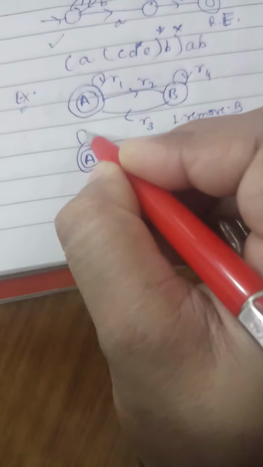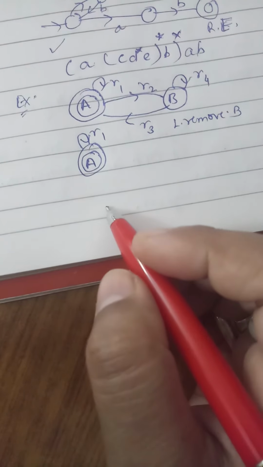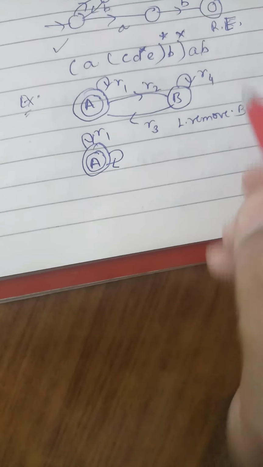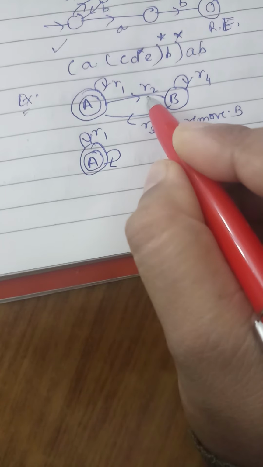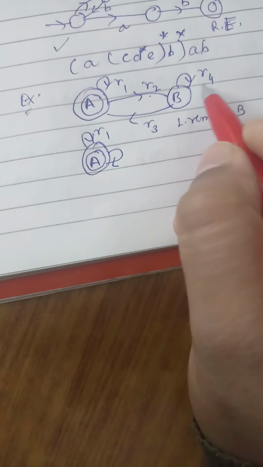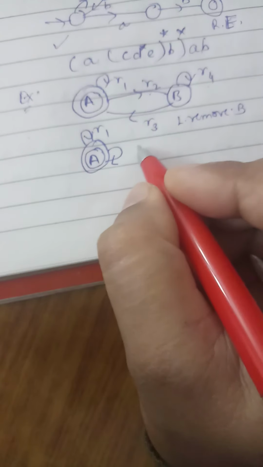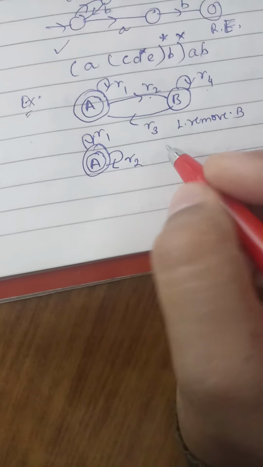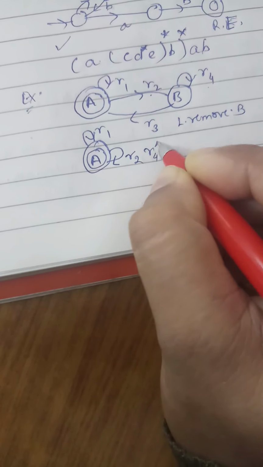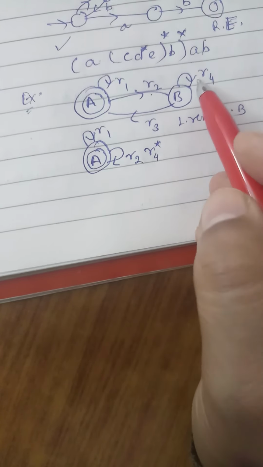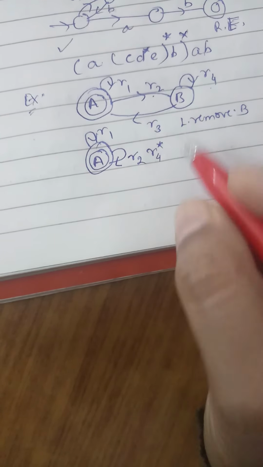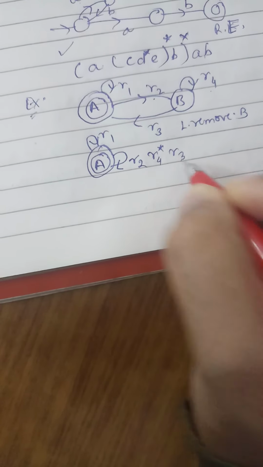Here R1 is there, so we will write R1, and we will make another loop here also. In it we will write R2, because here R2 is there, and R4 is a loop, so we will write R2 first. Here is the loop of R4, so we write R4 star, because it's a loop. And what is left? R3, so we will write R3 here.